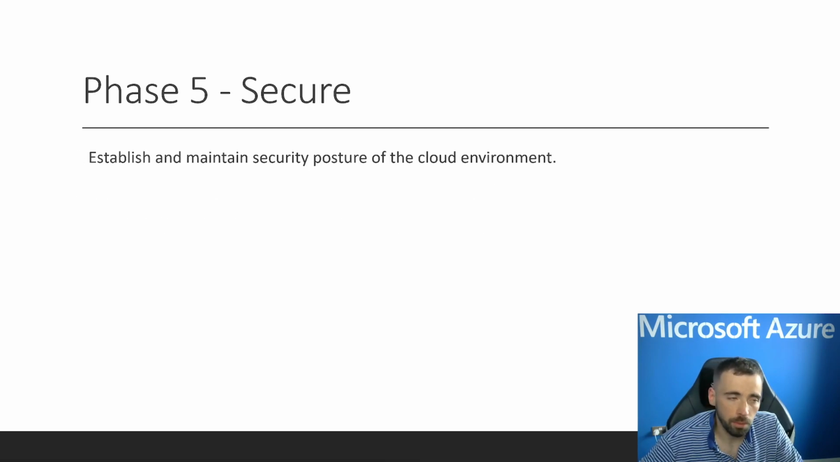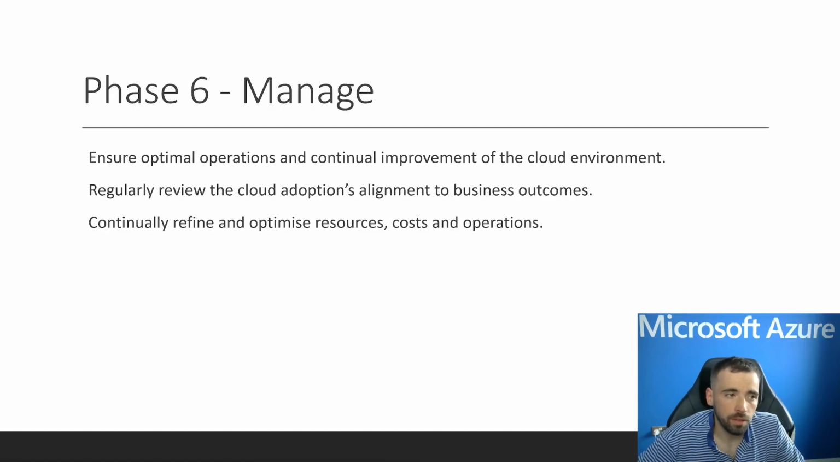We then have secure, which is one of the ongoing phases, and this is to establish and maintain security posture across the cloud environment. Phase 6, which is to manage, ensuring optimal operations and continual improvement of the cloud environment. Regularly reviewing the cloud adoption's alignment to the business outcomes. So even after completion of the environment and you've got some of your workloads in there, continuing to measure against those business outcomes to ensure successful cloud adoption in accordance to what your business has defined.